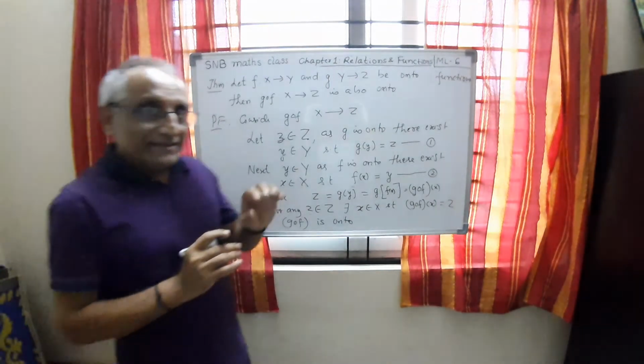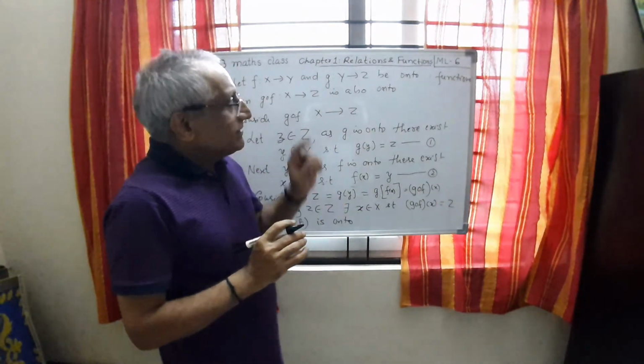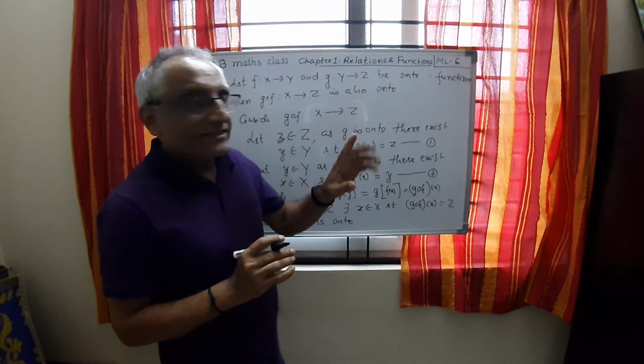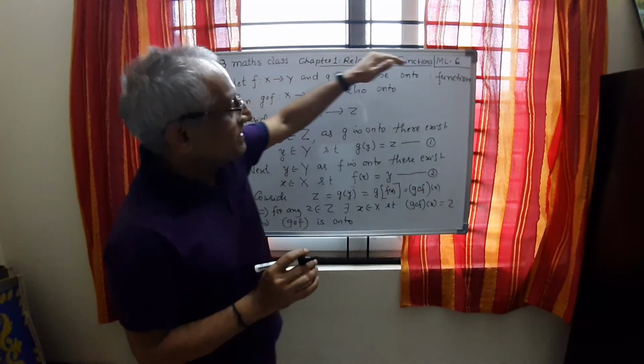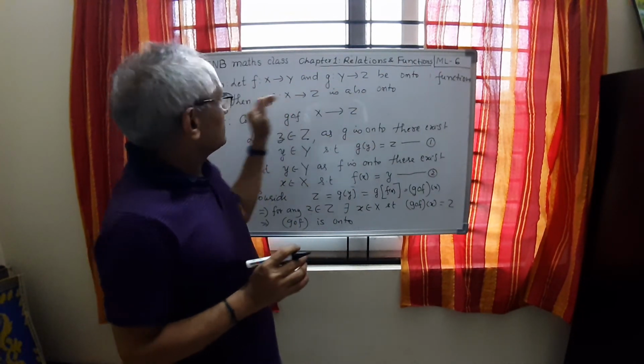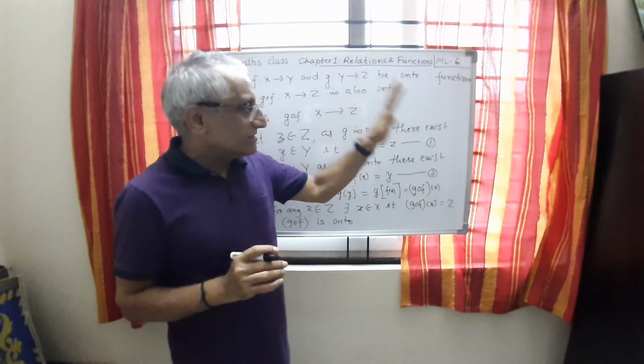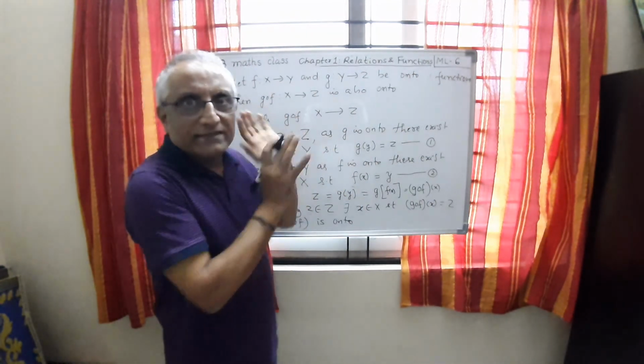Now at this point I will leave the third proof for you, that is, if f and g are bijective, then show that g of f is also bijective, which is very simple. These two proofs you have to combine, that's all.